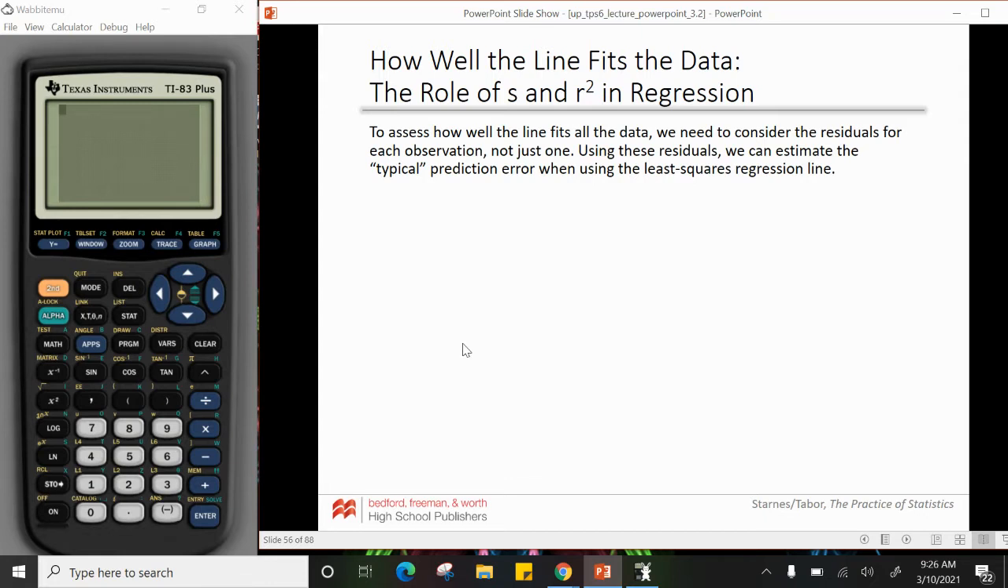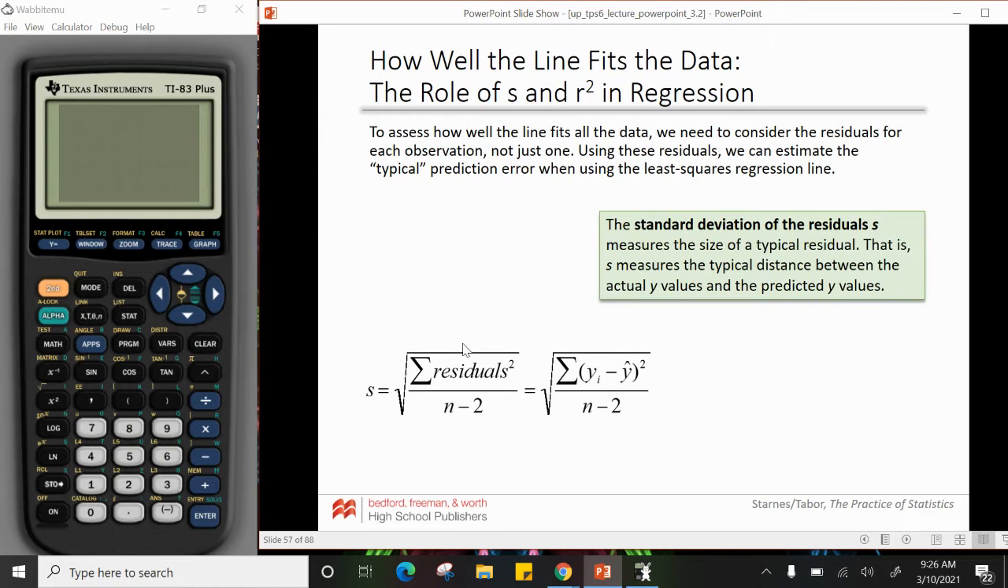To assess how well the line fits all the data, we need to consider the residuals for each observation, not just one. Using the residuals, we can estimate the typical prediction error when using the least squares regression line. So what does that mean? Basically, the standard deviation of residuals, or S, measures the size of a typical residual. That is, S measures the typical distance between the actual Y value and the predicted Y value.